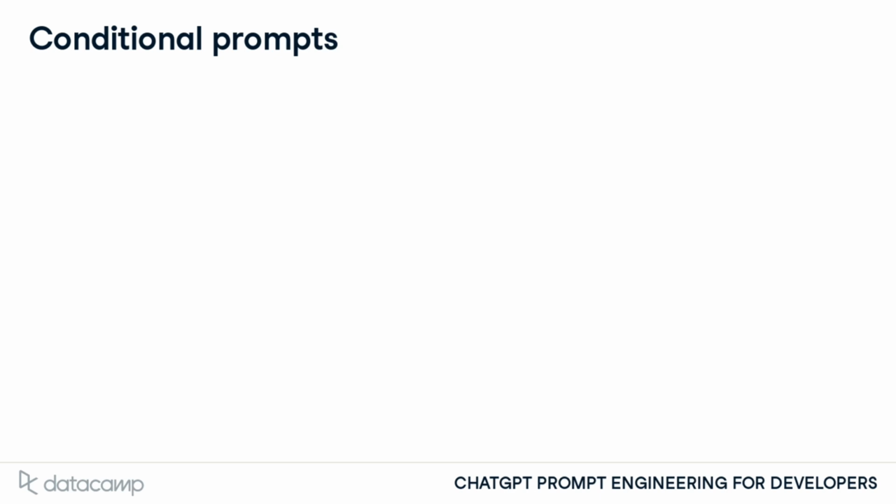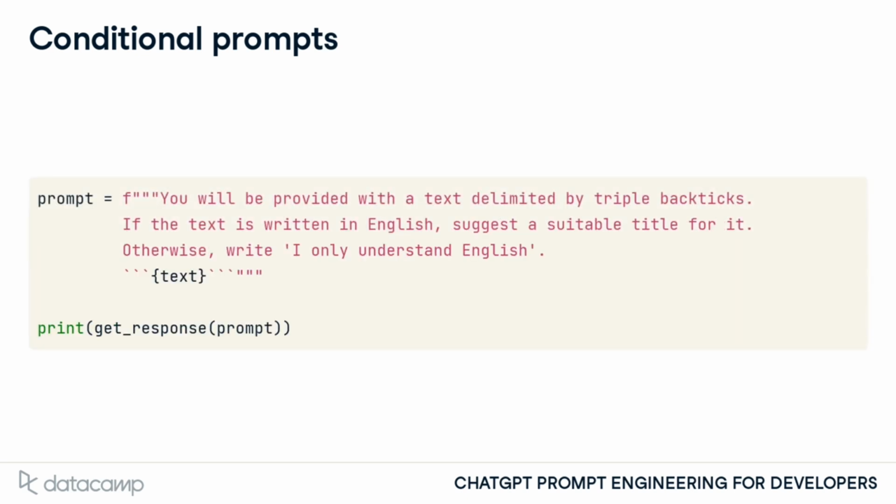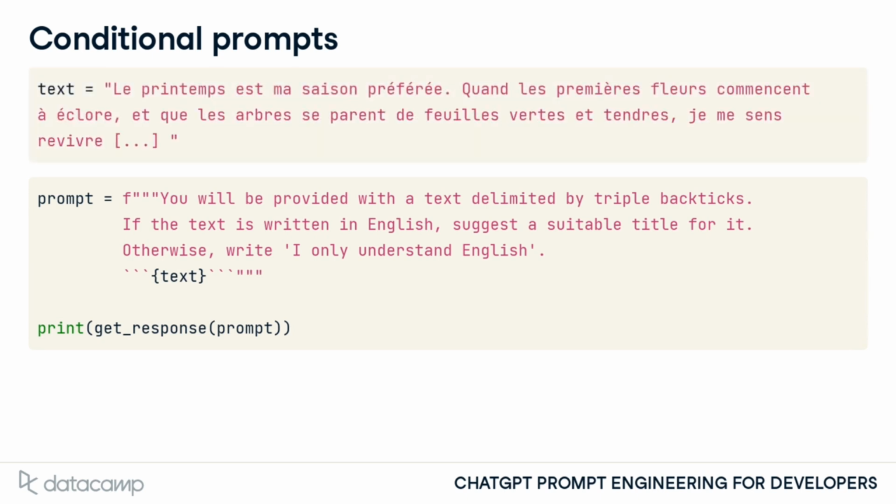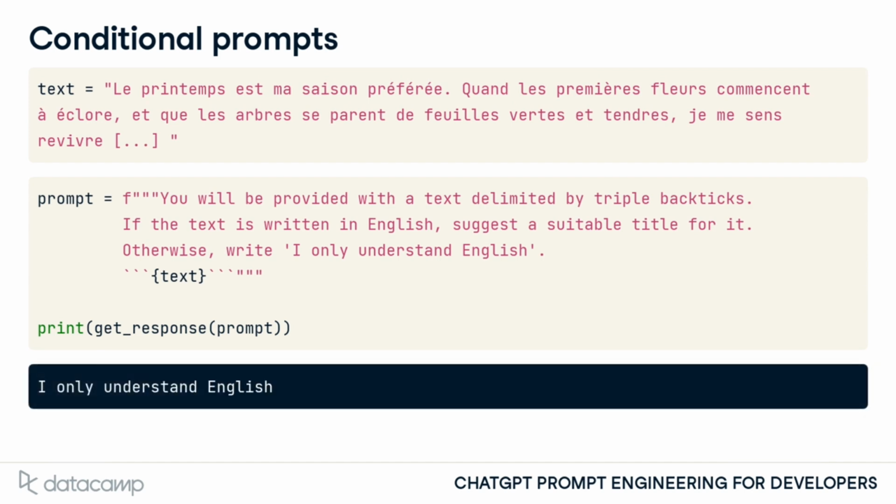Suppose we want the model to suggest a title for some provided text, but only if the text is in English. To do that, we explicitly mention this condition in the prompt. If the text is in another language, we tell the model to inform users that it only understands English. Now, for a French text describing my favorite season, the output will be "I only understand English."